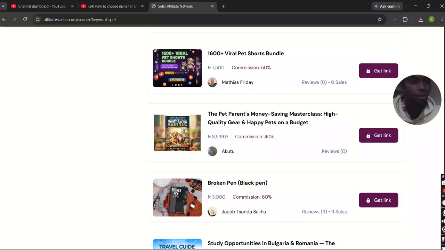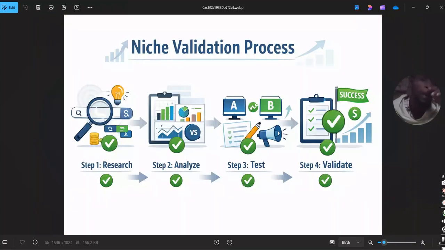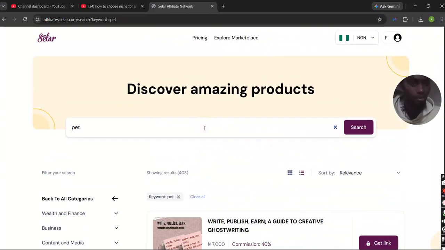Now, we have that. When you do your research, what are the things that are necessary? So I'm going to go to the next slide. I actually said I want to talk about the niche validation process, and I think this is the most important part of it. Number one, we spoke about research, which is what we have been doing: you just search for it. Step two, you analyze. Let me do that in the simplest way.